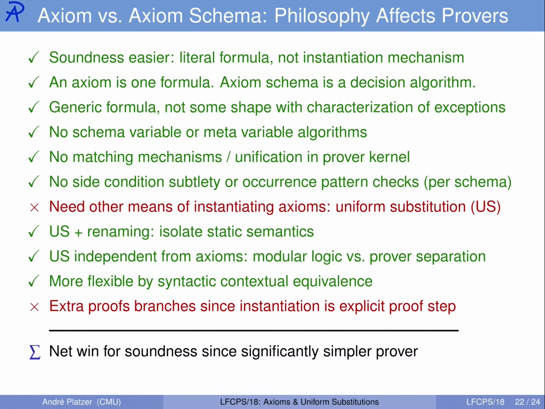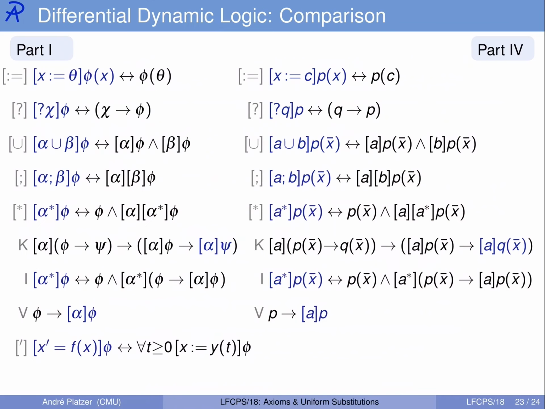So overall, working with uniform substitutions is a net win for soundness since it leads to significantly simpler prover implementations. Even if the visible change from the part 1 axiom schemata to part 4 axioms is merely that of a change of the alphabet, the Greek letters compared to the Latin alphabet, it has a deep semantic meaning, namely these stand for infinitely many formulas, whereas these merely stand for themselves, concrete formulas in differential dynamic logic.